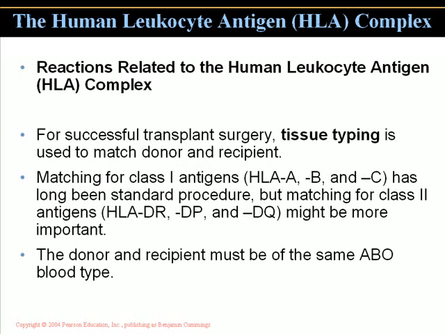Now, for successful transplant surgery, tissue typing has to be used to match the donor with the recipient. Now, if you match class 1 antigens, these are HLA-A, B, or C, it's long been a standard procedure, but matching for class 2 antigens, HLA-D, which is also represented by DR, DP, and DQ, might be more important. The donor and the recipient must have the same ABO blood type. I think that's a given.